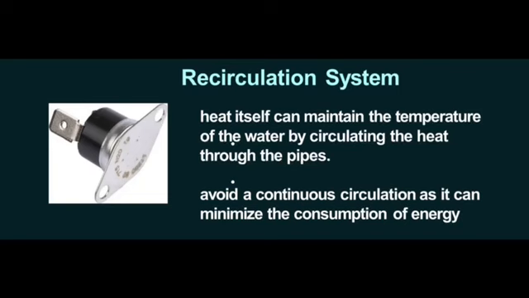The second necessary modification is the recirculation system. By adding the recirculation system to the water heater, we can maintain the temperature of the water for a long time by circulating the heat throughout the pipe. The advantage is that we can minimize the consumption of energy and also lengthen the time for the water temperature to decrease.